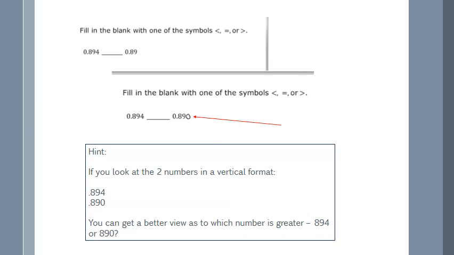So what I suggest down at the bottom is putting it in a vertical format, so it's easier on the eye, and you can look at it and say, oh yeah, just by looking at that I can tell which number is greater. Of course, 894. So 894 is greater, so you would point the mouth of the greater than symbol to the 894, and the nose would point to the 89 because that's smaller.